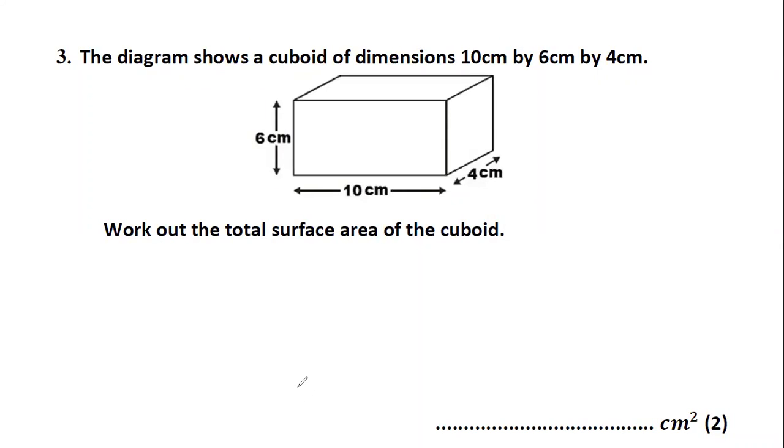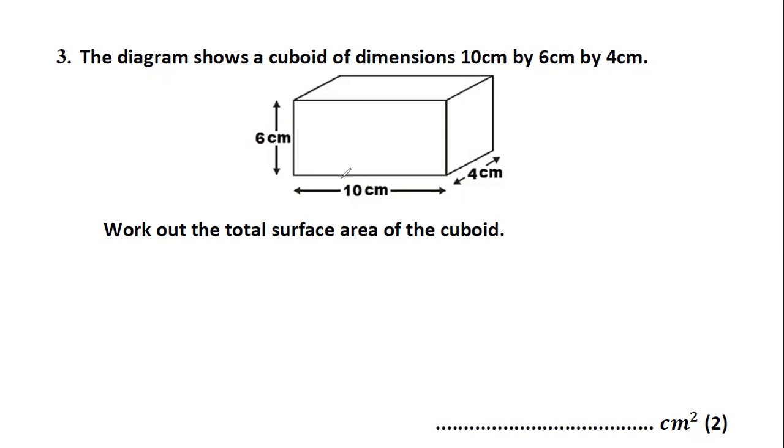It says the diagram shows a cuboid. Work out the total surface area of the cuboid. Right, so in the case of a cuboid, it will be a little bit more complicated than cubes because all of the faces are not identical. Let's start working out the surface area of the shape.